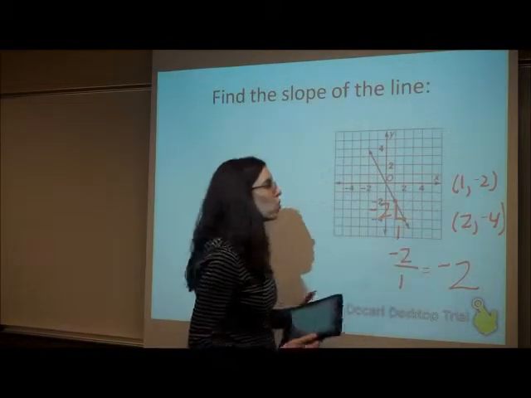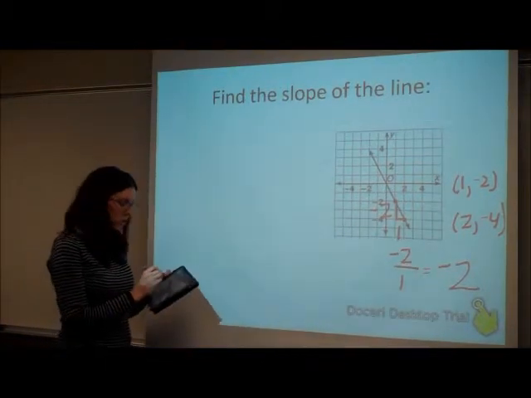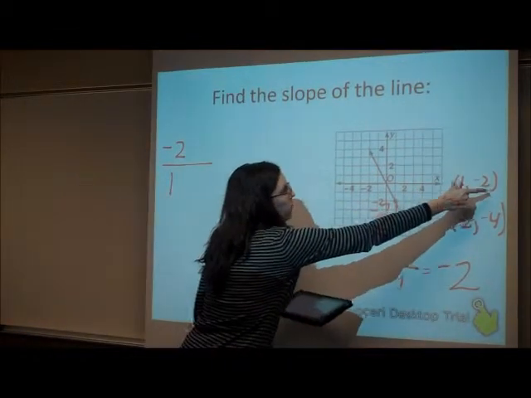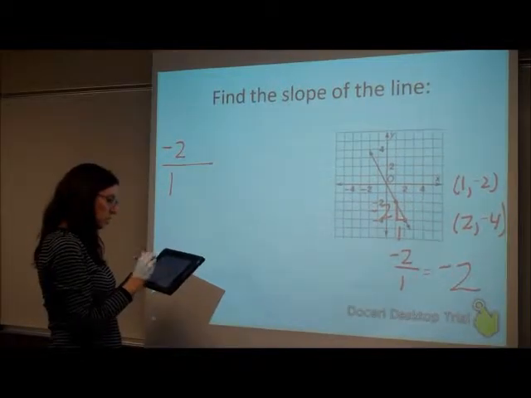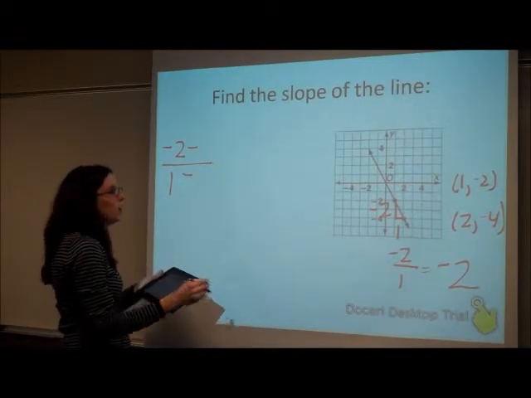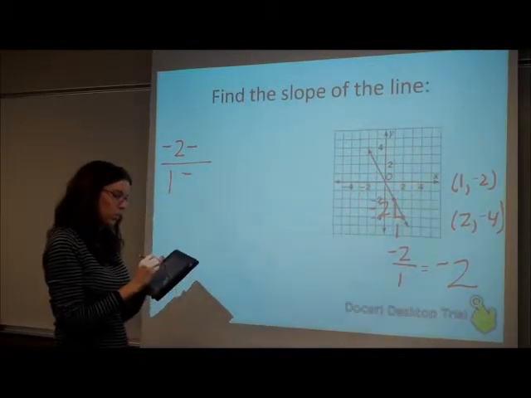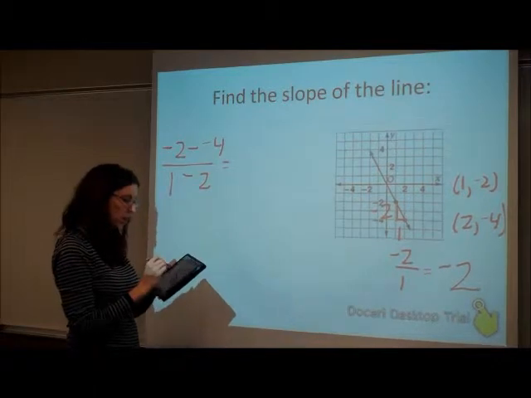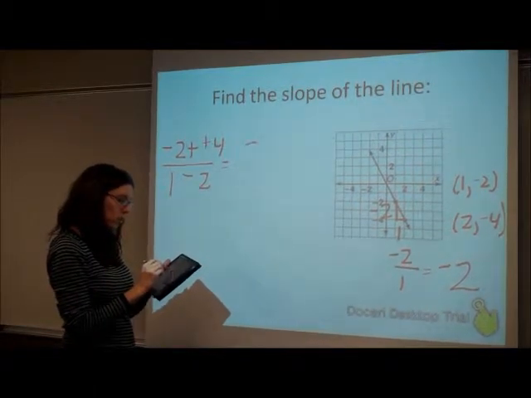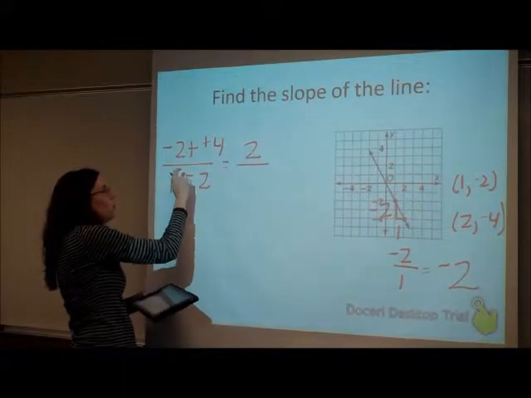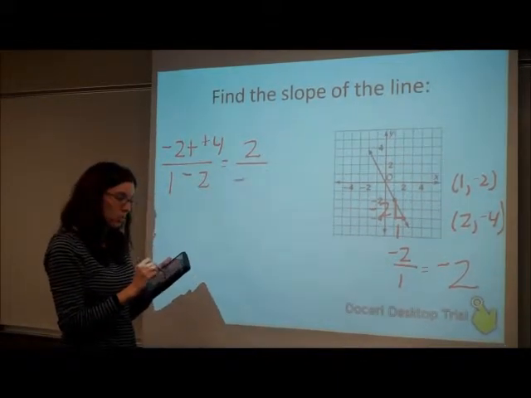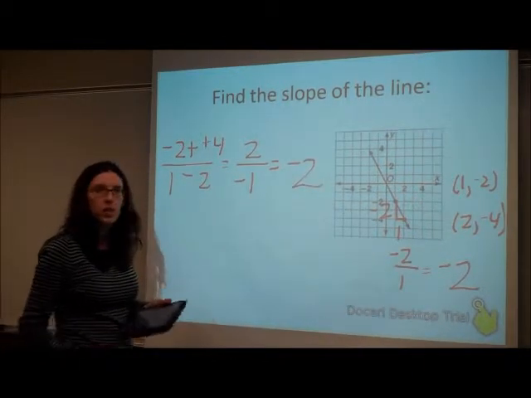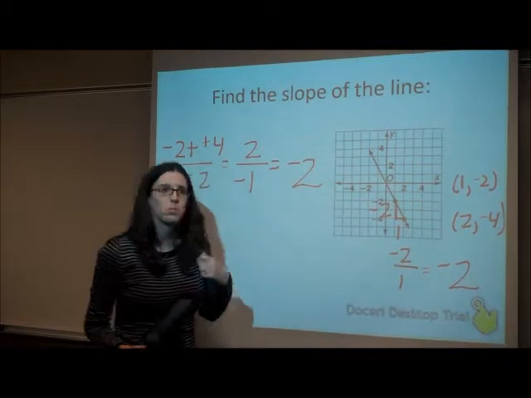If you did this with the coordinates, it doesn't matter which point you put first. I'm just going to use -2 over 1. Okay, flip this one. Subtract, subtract, -4 over 2. Okay, so -2 minus -4 is, that's going to be adding a positive, so that will be a +2 over 1 minus 2, which is -1. 2 divided by -1 gives you -2. Either way, you get the same slope.